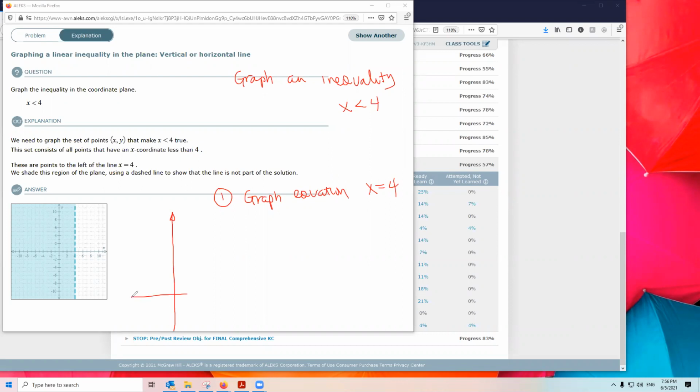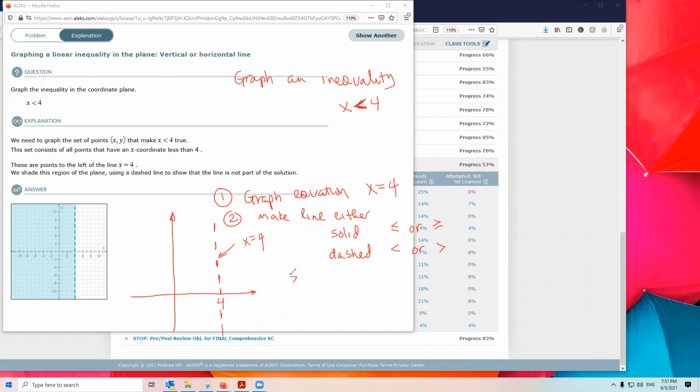Well, if you remember, x equals 4 is going to be a vertical line here at x equals 4. So this is the graph of x equals 4. Now, I have to make the line either a solid line or a dashed line. If the inequality was a less than or equal to or greater than or equal to, I would be using a solid line. But if the inequality is a less than or greater than, I'm going to use a dashed line. Well, our inequality was a less than. That means I've got to make our line be a dashed line. So I'm going to make this be a dashed line.